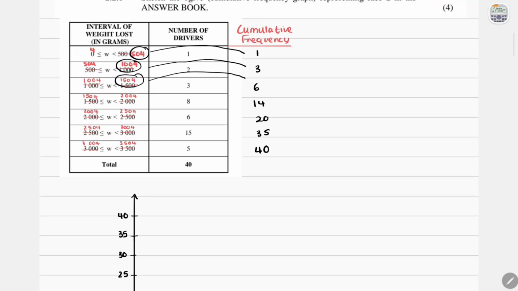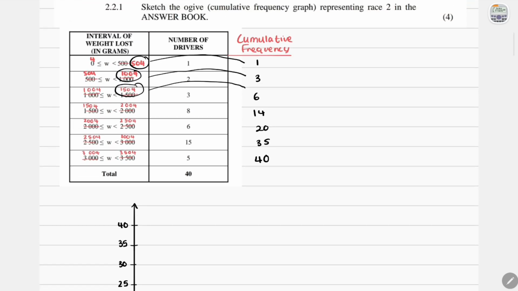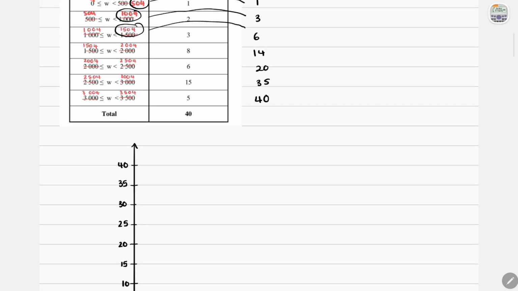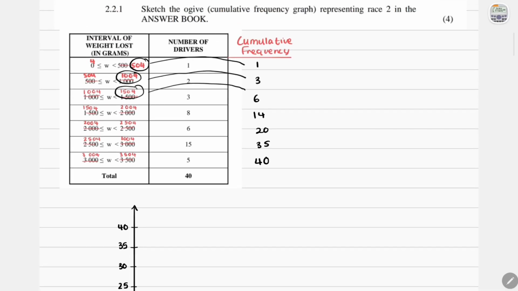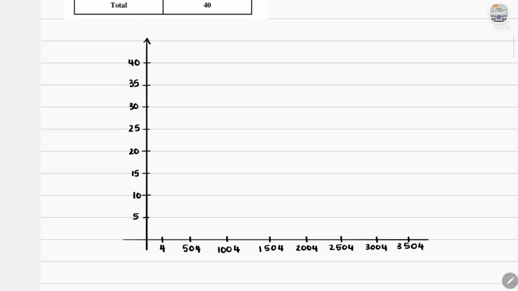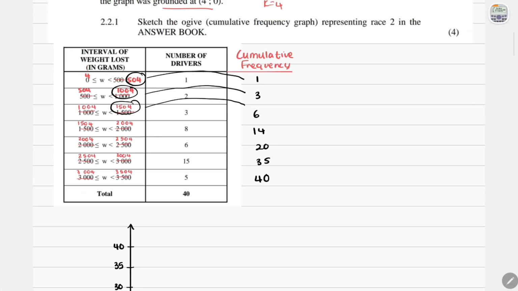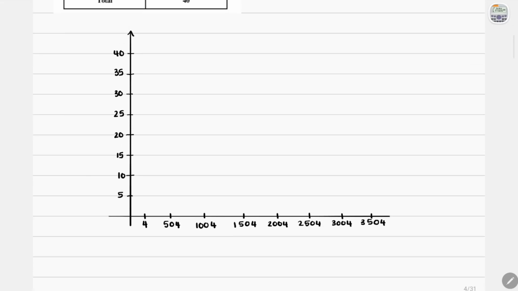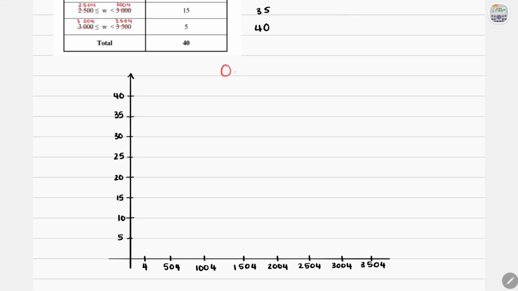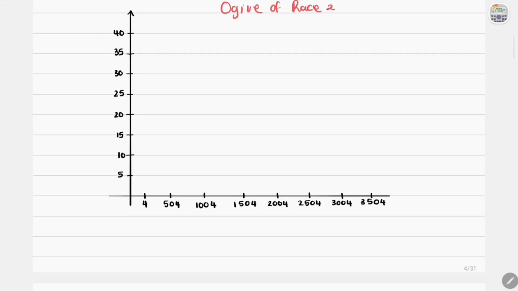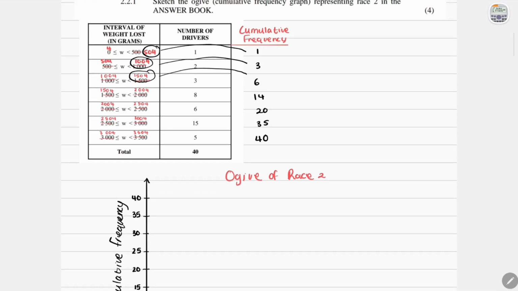And you can just label your x and your y axis. On the y axis, we have the cumulative frequency of the number of drivers, but you can just say cumulative frequency. And on the x-axis, since it's the interval of the weight lost in grams, just say the weight lost in grams. And I'm just going to title it ogive of race 2, because this is just the second race. So this is what it looks like.